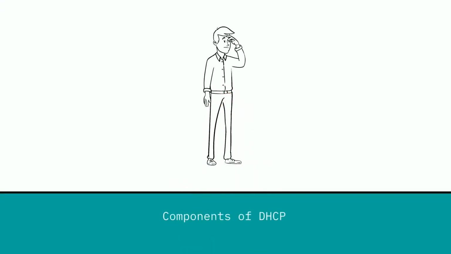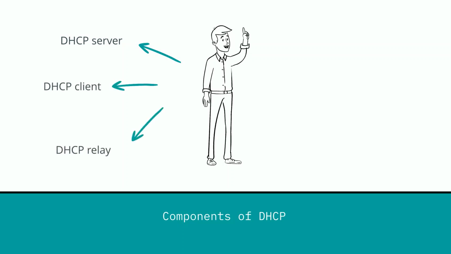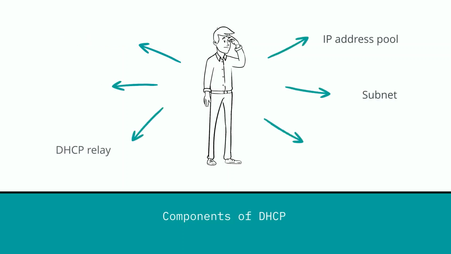There are several components in DHCP, which are DHCP server, DHCP client, DHCP relay, IP address pool, subnet, and lease.